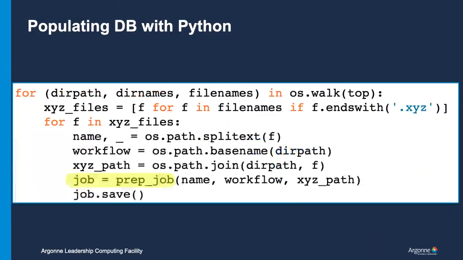Finally, we can use this function really however we want. In this case, we're using os.walk to search a directory for these XYZ files, which are going to be the input to our simulation. And for each match, we're going to create a job with a name and workflow that identify the location of the file and the path to the file itself.